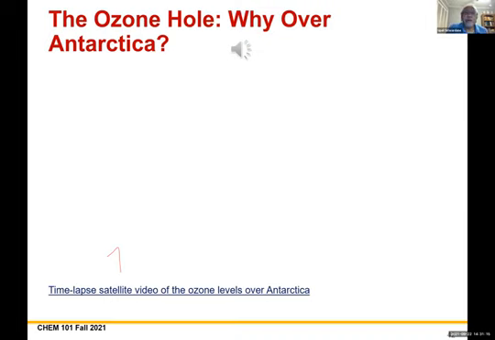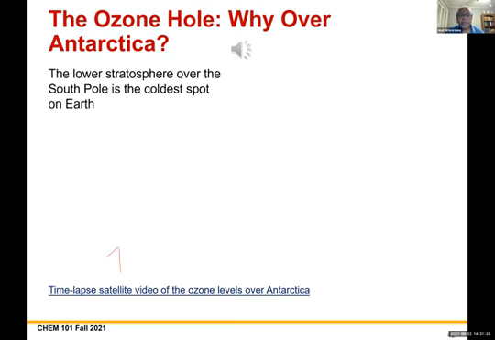Now, the question is why is the ozone hole in Antarctica, not in the Arctic region? The lower stratosphere over the South Pole is the coldest spot on Earth. I'm not sure why the South Pole is colder than the North Pole. Maybe air flows up to the North Pole a little, the air can go higher up. I'm not sure what the explanation is. South Pole is colder than North Pole.